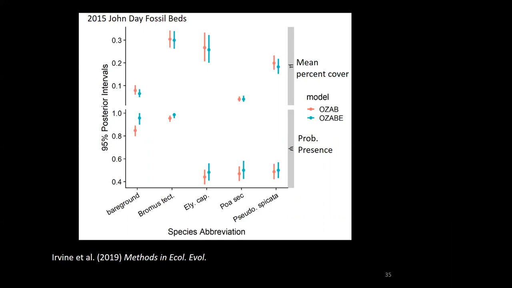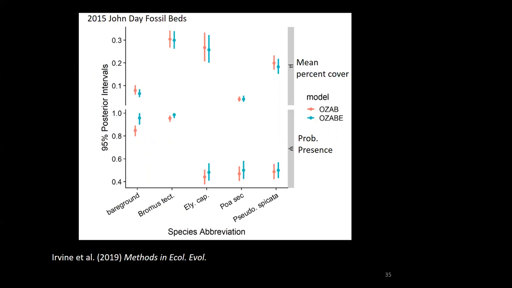But what is consistent with all of the simulation work we did is that if you were to ignore the errors, what you'll see in the bottom panel, so that's the probability of presence, or the probability of the species being there, is that you're going to tend to underestimate the probability of presence and overestimate mean percent cover. Intuitively, if the plots that you go to have really small trace amounts of the plant, you're likely to miss it. So you're going to underestimate how ubiquitous it is. And then it's almost like you're only recording those plots that have higher percent cover. So that's why your mean is overestimated.